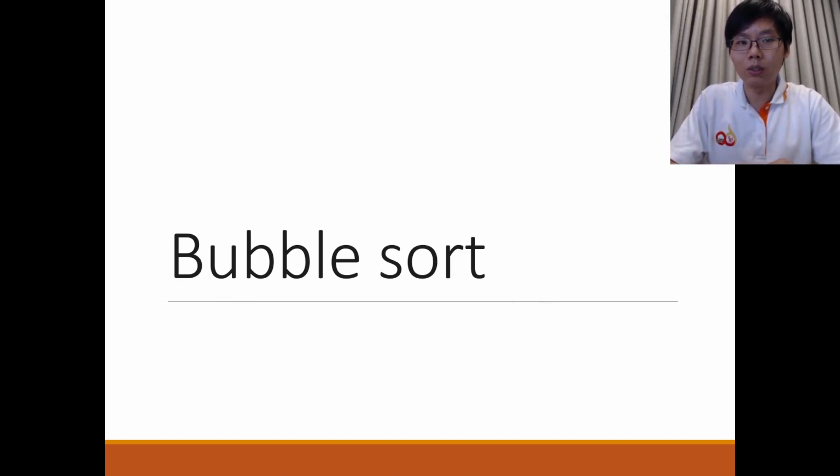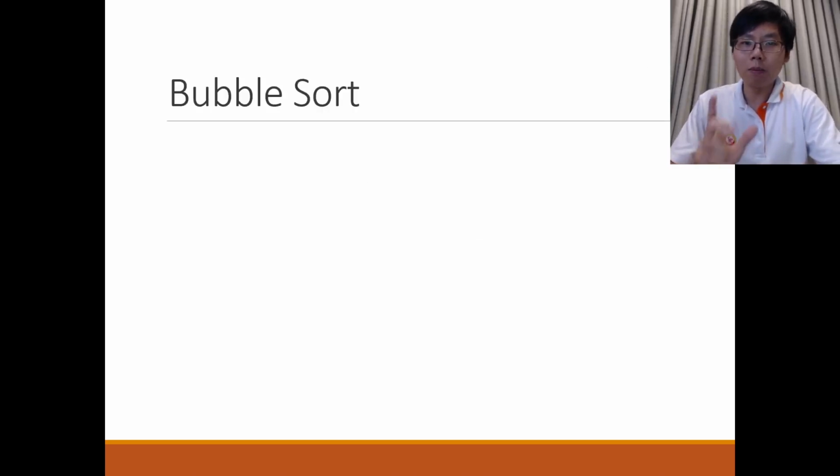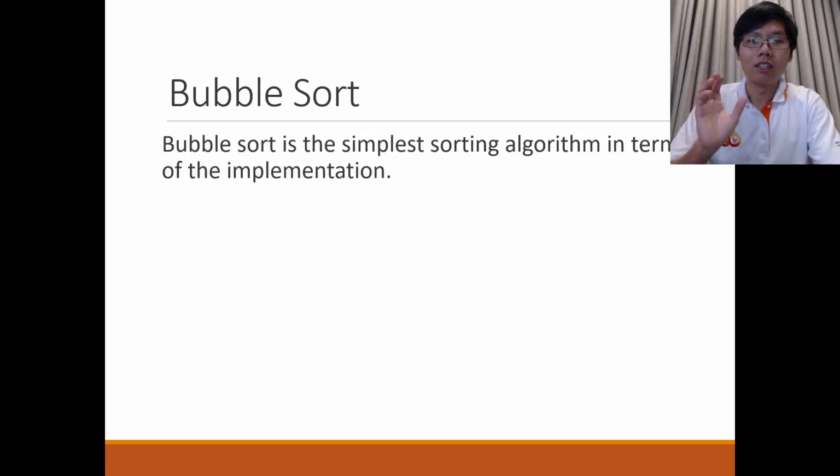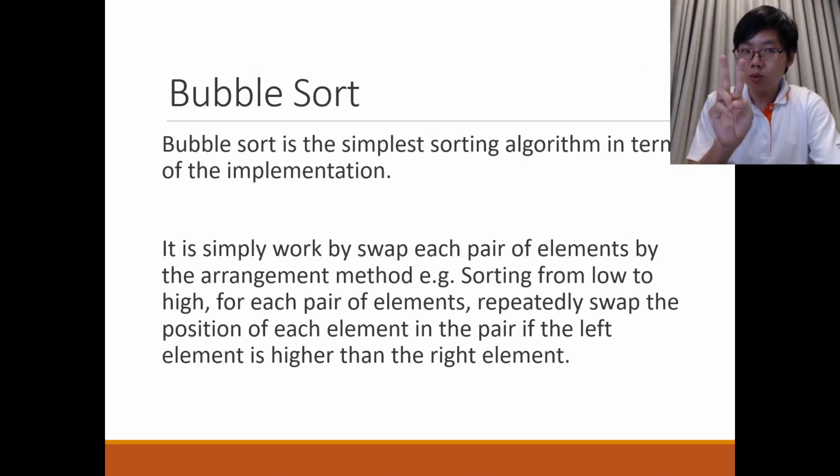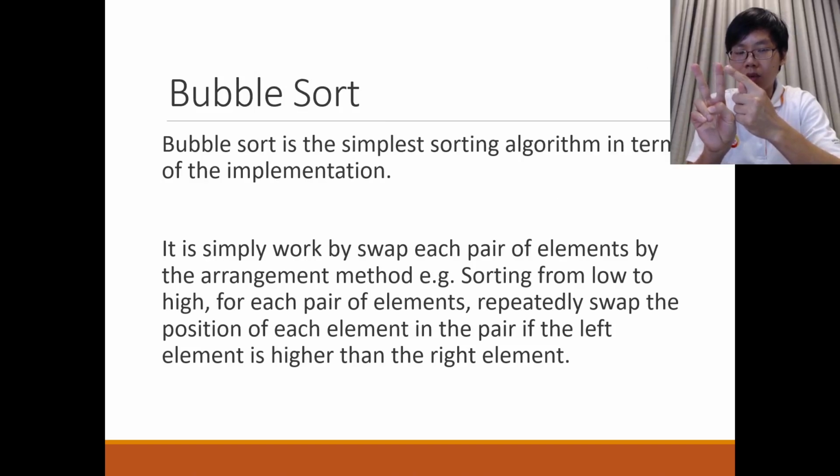Not that easy a concept like selection sort, but easier to implement. The idea of bubble sort is that you swap a pair of values if the left side value is higher than the right side. For example, in a random order of numbers, if the first pair is 5 and 3, then 5 is higher than 3, so you swap positions.